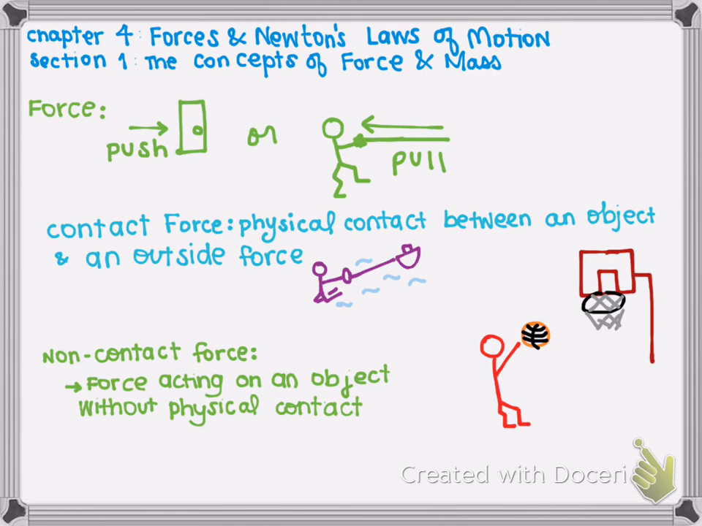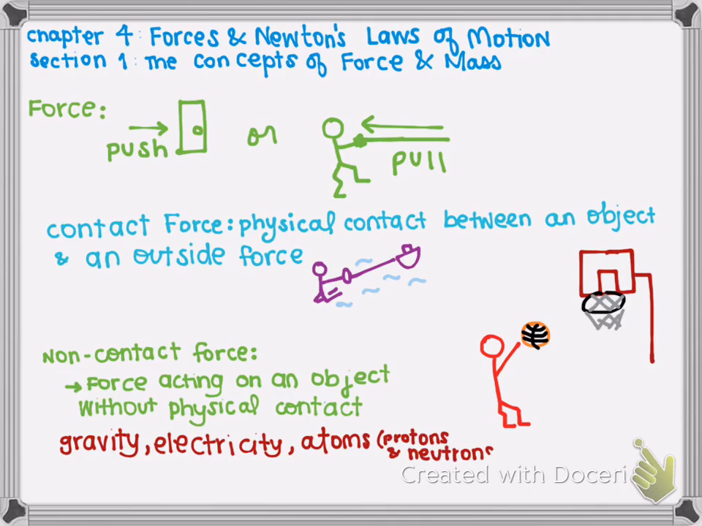The other type of force is a non-contact force, which is a force acting on an object without physical contact. How does this happen? How can someone or something push or pull another object without physically touching him or it? Well, think of gravity. Gravity does not touch us, or we don't feel it, but it's still pulling us down constantly every single day, every single second. So gravity is a non-contact force. So is electricity, and the protons and neutrons inside atoms, which are pulling each other in order to create that bond that they have.